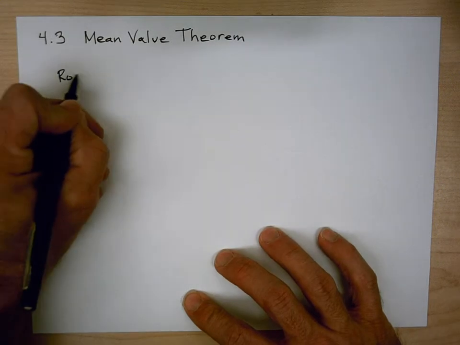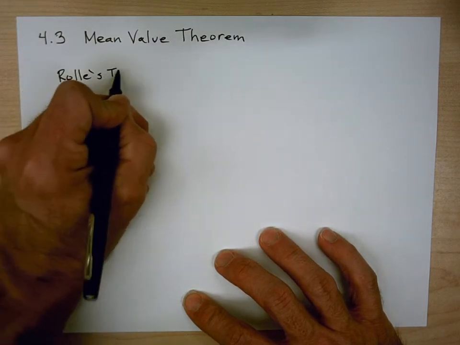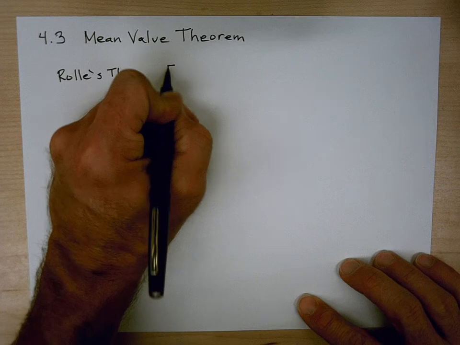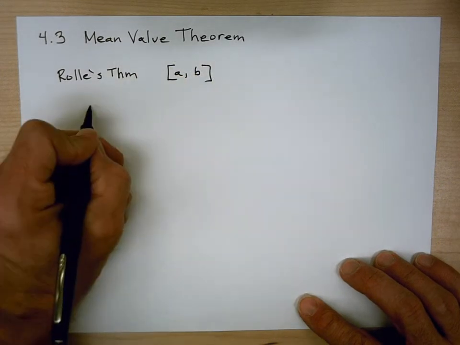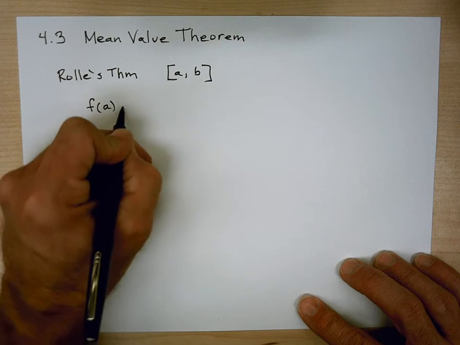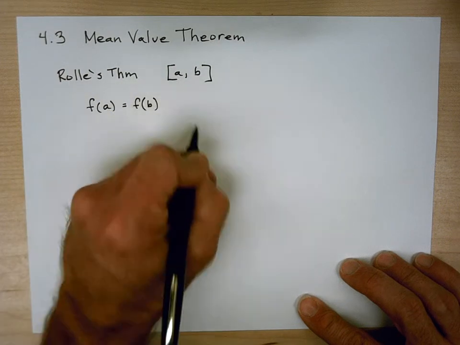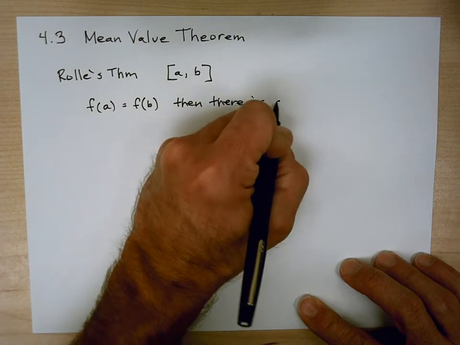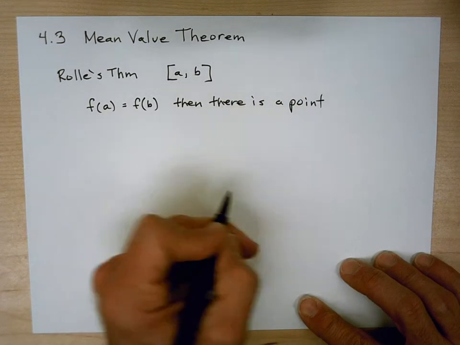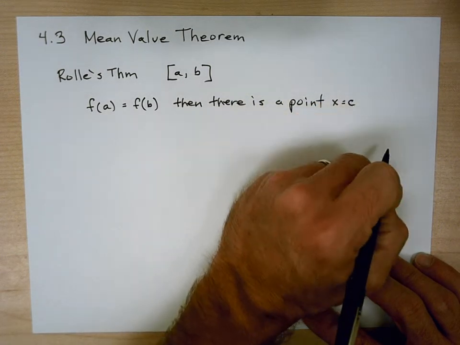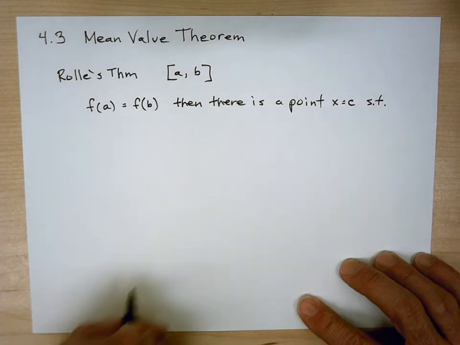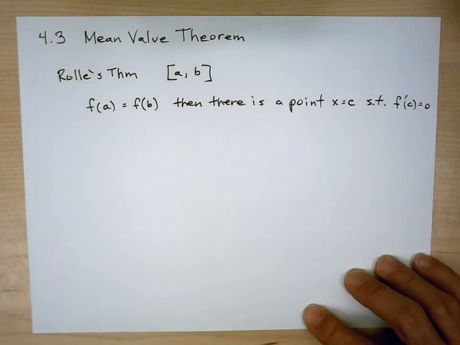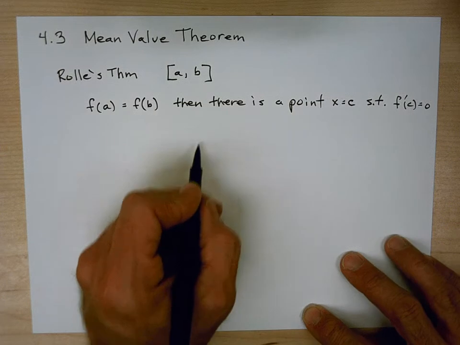If you called it Rolle's theorem, it basically said that if you're on some interval from A to B and f of A equals f of B, then there is a point, well, really an x value, where x equals c, such that f prime of c is 0.